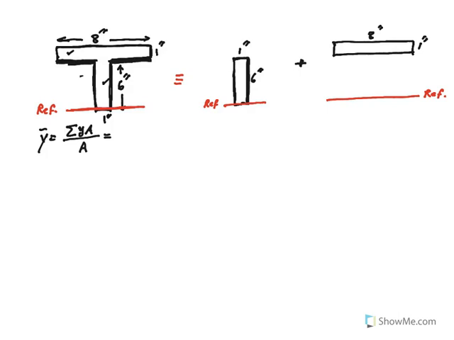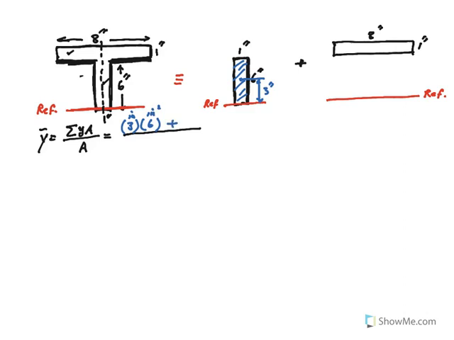Now remember that this is symmetric with respect to the y-axis or vertical axis, but it's not symmetric with respect to the x-axis. So where is the centroid? Let's go ahead and find it. Remember, this is called the first moment of area. y is the distance from the centroid of individual shapes from the reference. So that's 3 inches, times the area of the web. What is the area of the web? It's 6 by 1, 6 inches squared. So this is in inches, this is in inches squared.